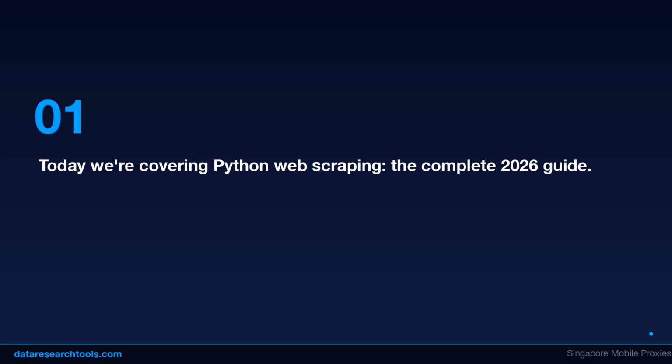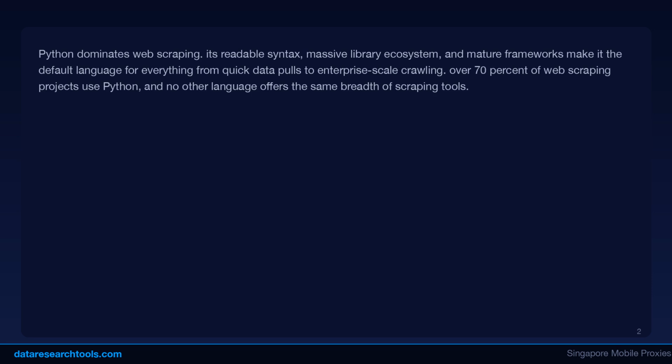This guide covers every major Python scraping approach, from simple HTTP requests to headless browser automation. You'll learn which tool fits which job, how to handle real-world challenges like JavaScript rendering and anti-bot systems, and how to integrate proxies for reliable large-scale scraping.